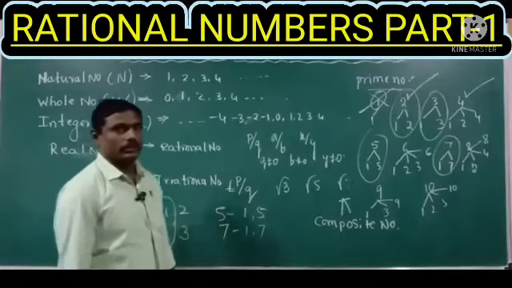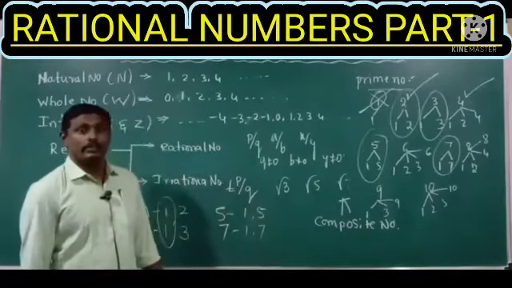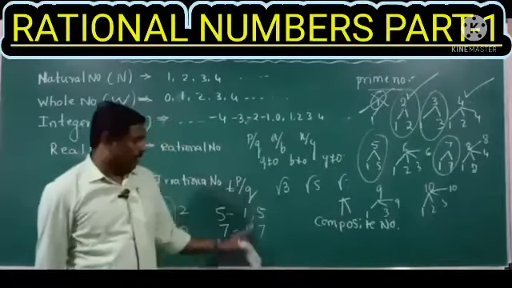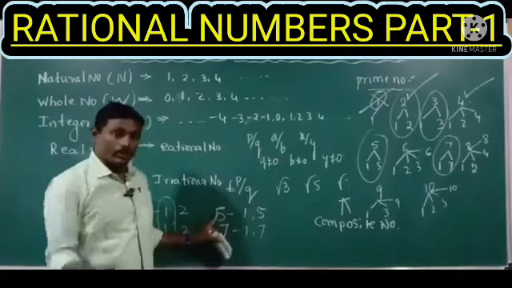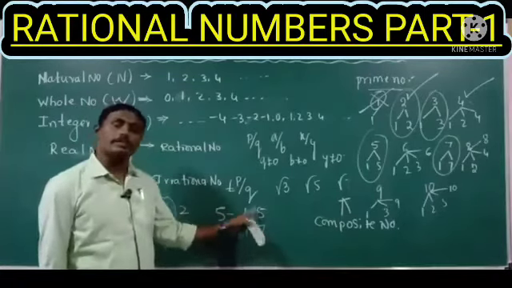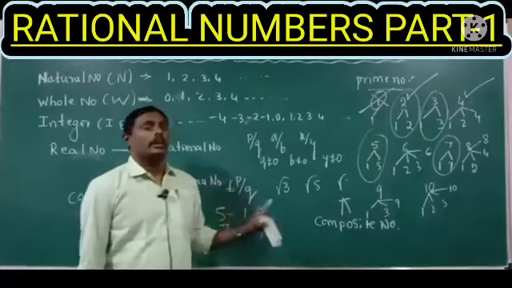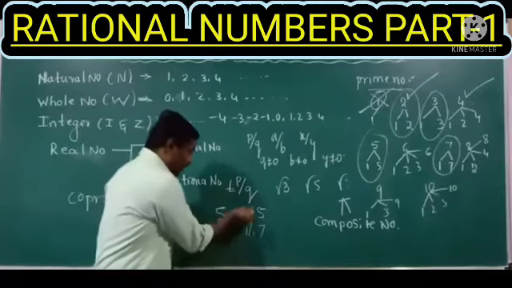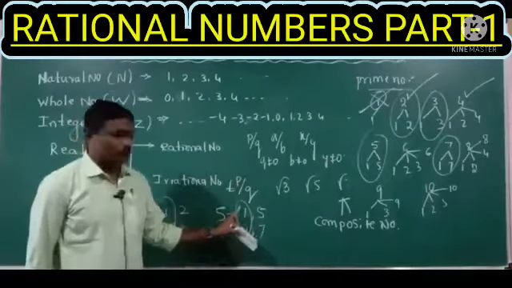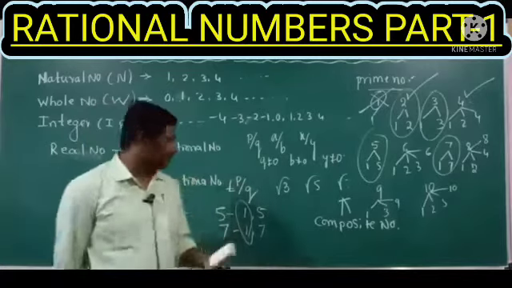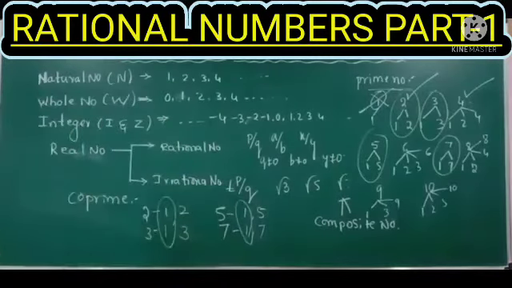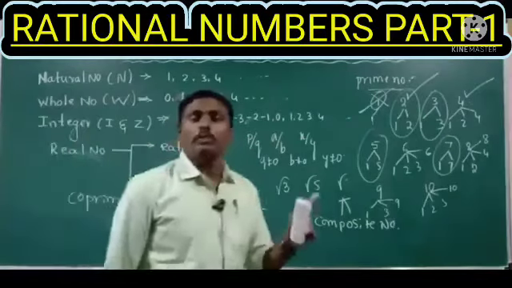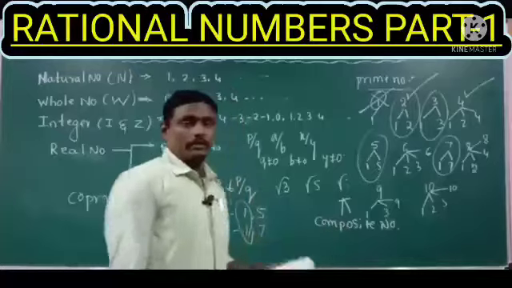Factors you already learned in the previous classes. Factors means the numbers which divide the given number without leaving any remainder. So 1 divides 5 without leaving any remainder. Again 5 is divisible by 5 without leaving any remainder. 1 fives are 5 and 5 ones are 5. So here we have the common factor 1. These types of numbers are called co-prime numbers. All co-prime numbers have the common factor 1 only.